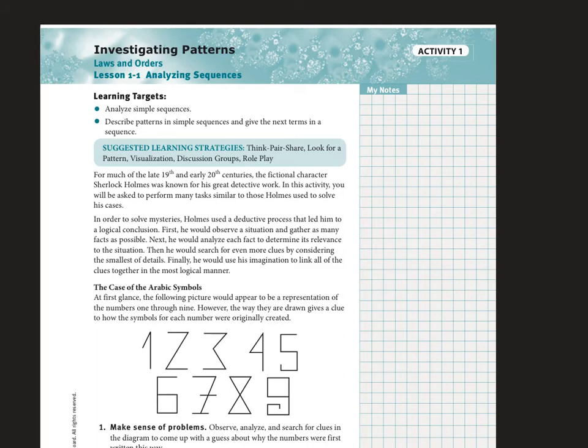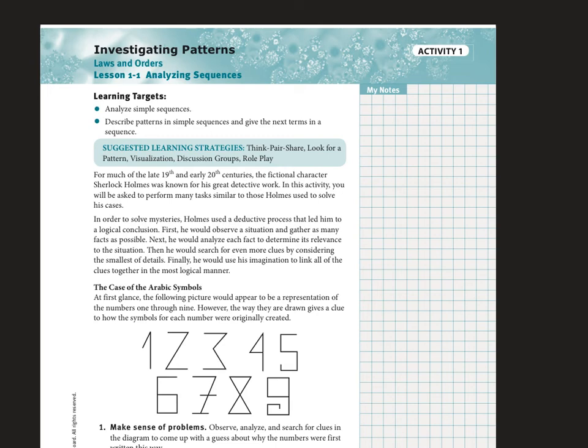All right, guys, this is section 1.1, pre-algebra. We're going to begin by investigating some patterns. Analyzing sequences is the title of the section here. So some of our targets, name of the section is analyzing sequences, so we will analyze sequences. And then second part, we can describe patterns in simple sequences and give the next terms by using the pattern.